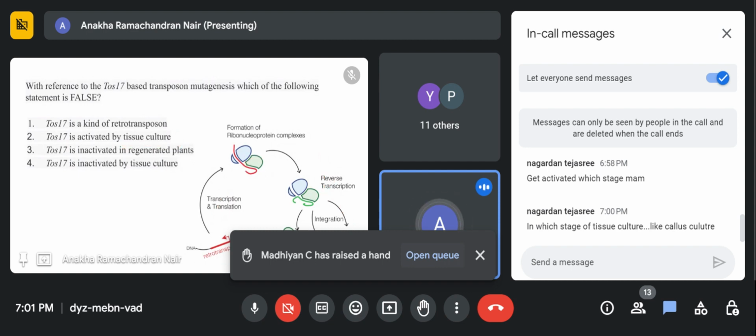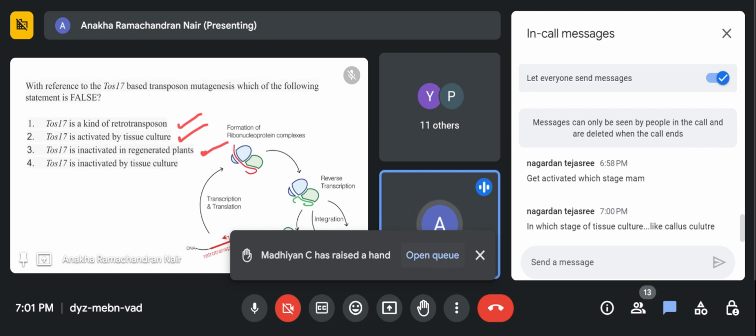So this is how it is jumping in the genome itself. This gene does not work in a mature plant, so option one was technically correct. It is activated by tissue culture, which means that when you form a callus from the mature plants, like you were saying, this gets activated. So that is another correct answer. And option number three, TOS17 is inactivated in regenerated plants, means that when this callus is redifferentiated into a full plant, this gene will be inactivated. So 1, 2, 3 is correct.